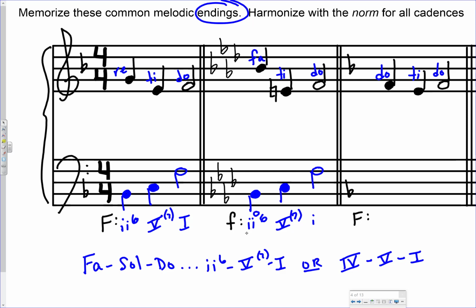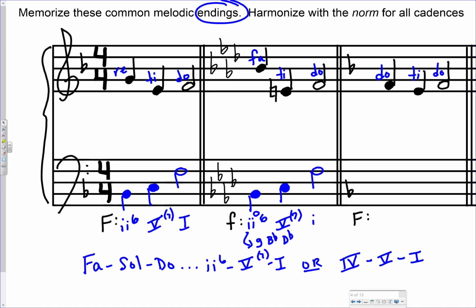Think about the spelling of this chord for a minute, this 2 diminished 6th. So we have a G, B flat, D flat. That makes it diminished. So you don't want to forget the symbol there for the diminished sign.